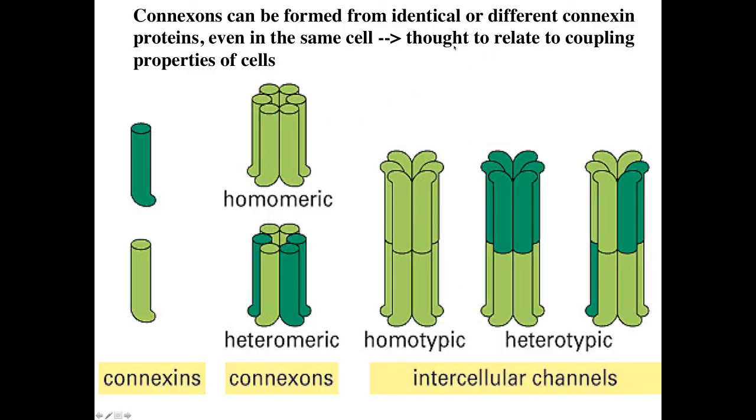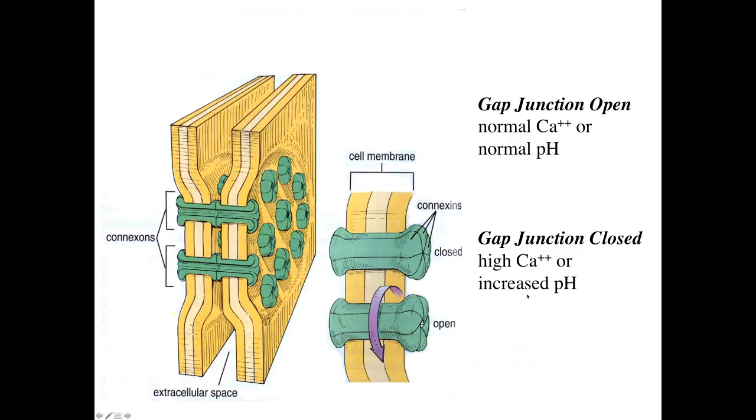Connexins can be formed from identical or different connexin proteins even within the same cell, and this is thought to relate to the coupling properties of cells. So here you can see a homomeric channel or a heteromeric channel. Here you can see a homotypic connexon one to the other, or heterotypic connexons one to the other. And here showing how the gap junctions might be opened or closed. They might be open under normal calcium concentrations or normal pH. They might close if there's a high concentration of calcium or if there's an increase in pH.